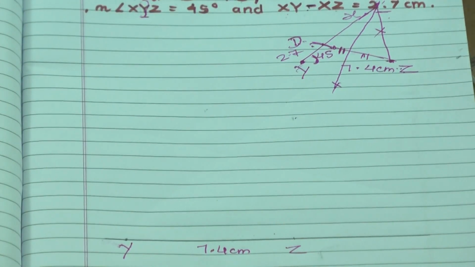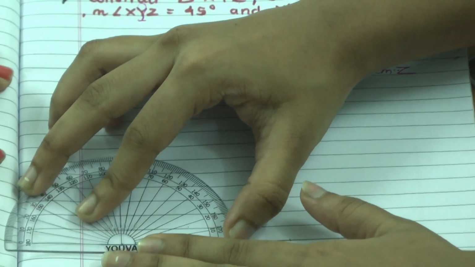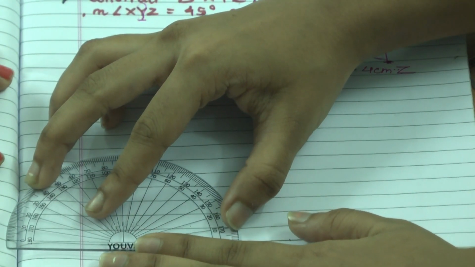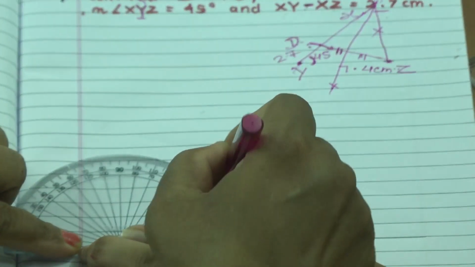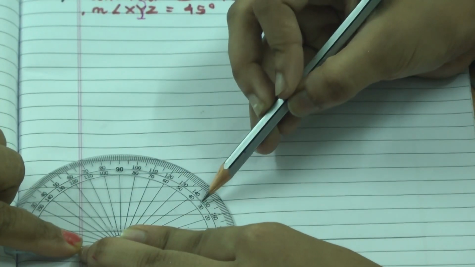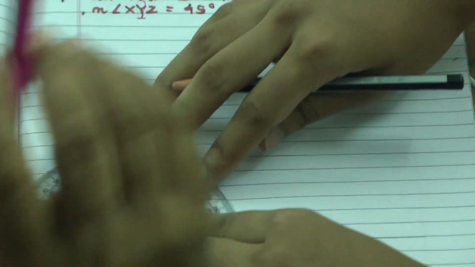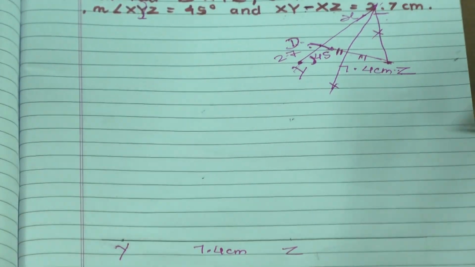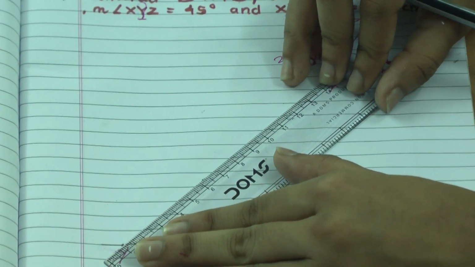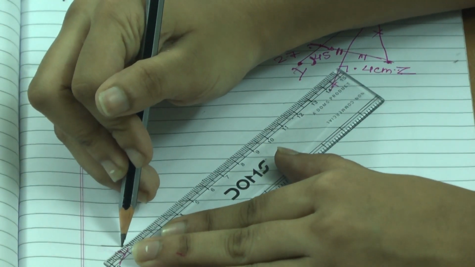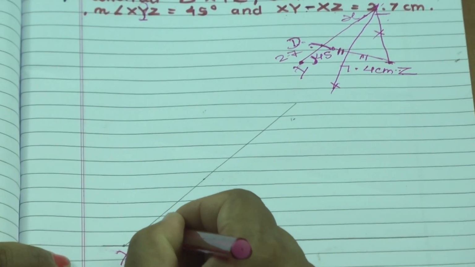Let's take the protector, keep it on Y. The pointer of the protector should exactly coincide with the Y, and measure in anti-clockwise direction 45 degree, 40, 45, mark it 45 and draw a line. Yes. Now this is your 45 degree angle.